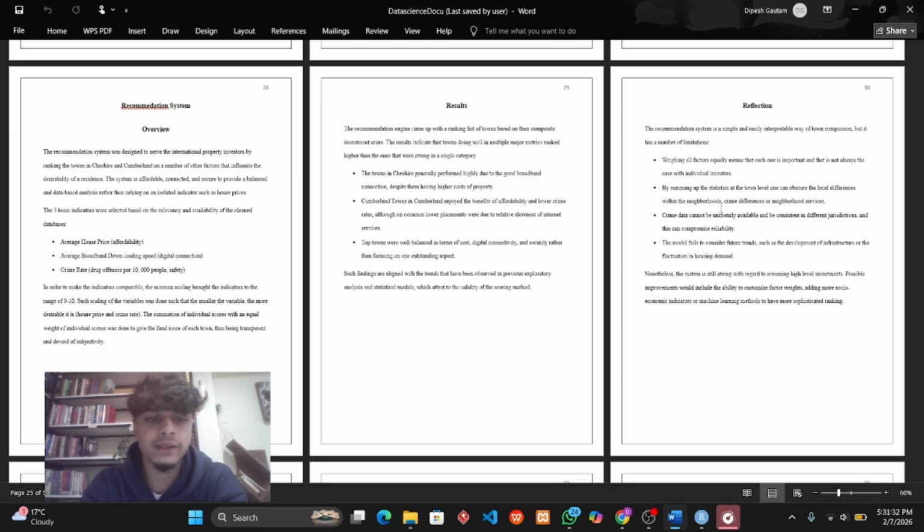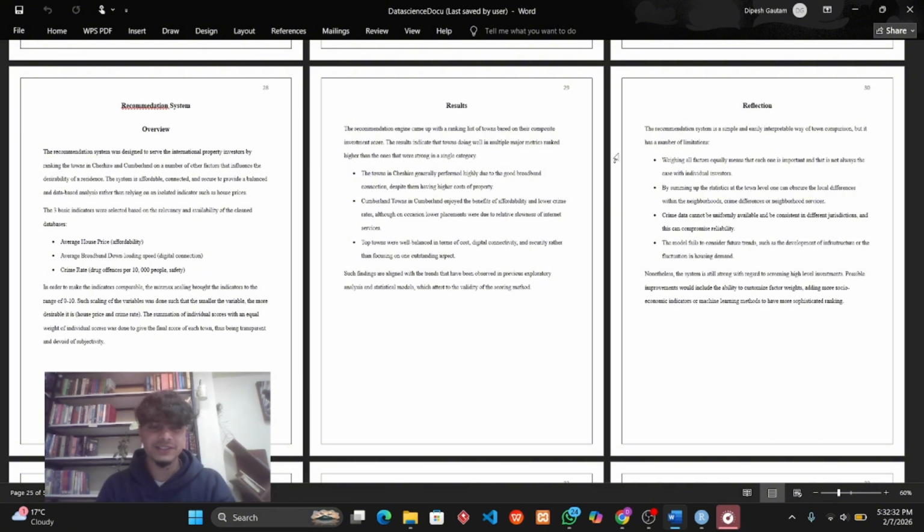So the top-ranked towns perform well across multiple factors rather than excelling in only one. This confirms that balanced performance in affordability, connectivity, and safety leads to better investment potential.